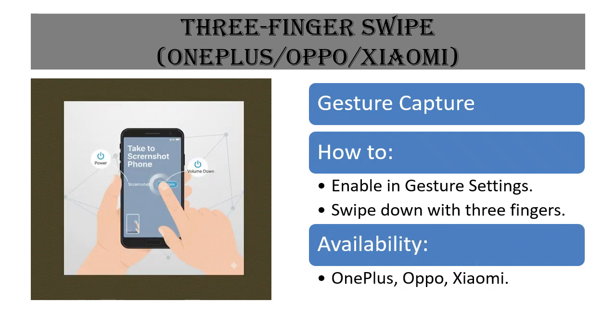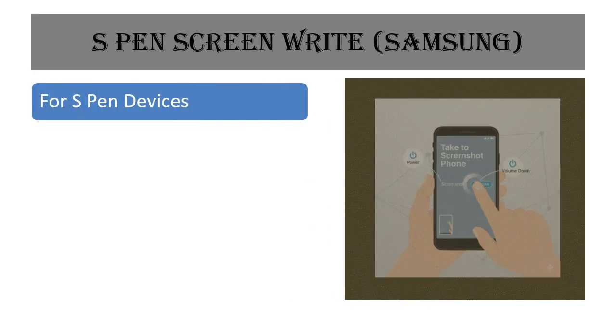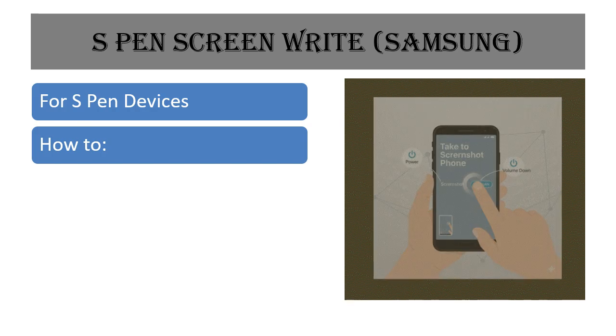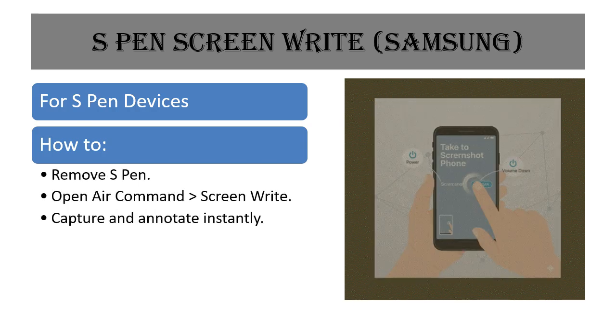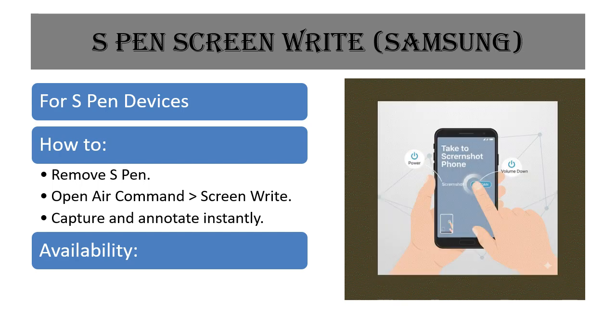S Pen, Screen Write, Samsung. On Samsung Galaxy devices with an S Pen, you can use the Screen Write feature. Remove the S Pen, open the Air command menu, and select Screen Write. Your phone takes a screenshot and immediately allows you to write or draw on it.